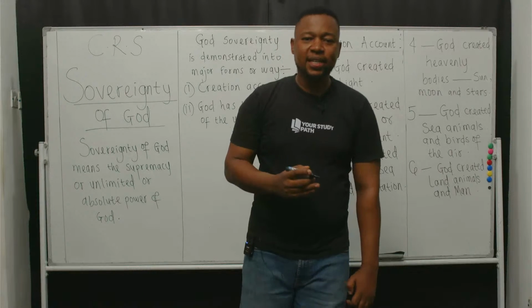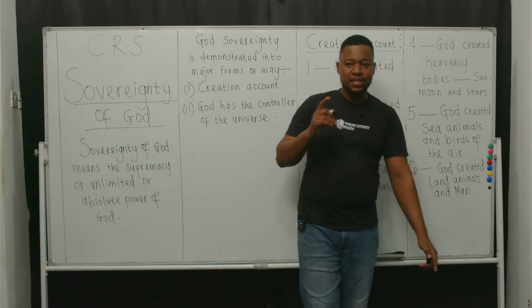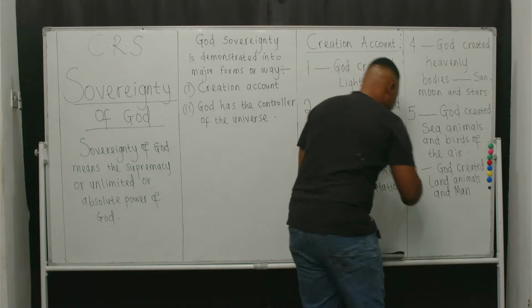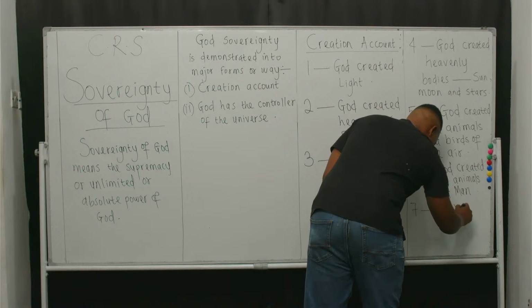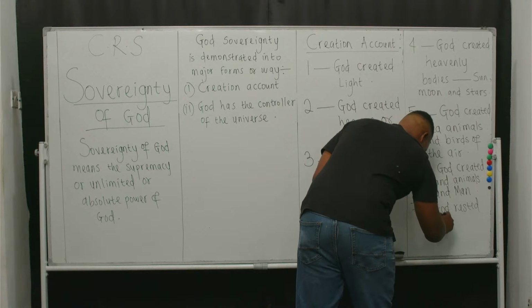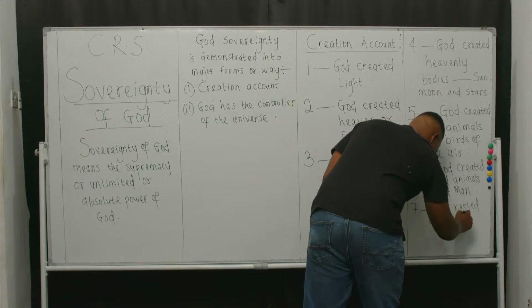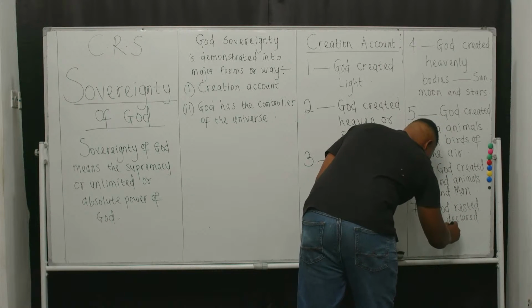So God created the whole world from day 1 to the sixth day, using six days. And on the seventh day, God rested and declared it a Sabbath day.